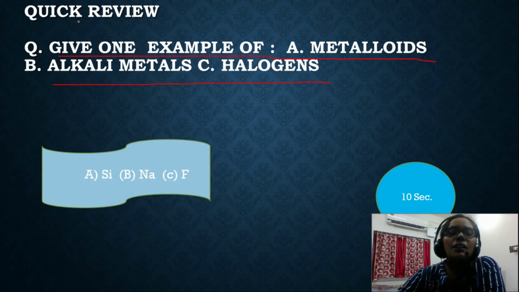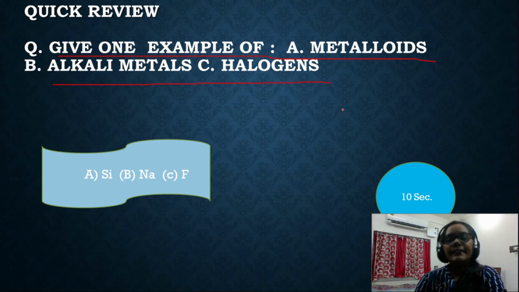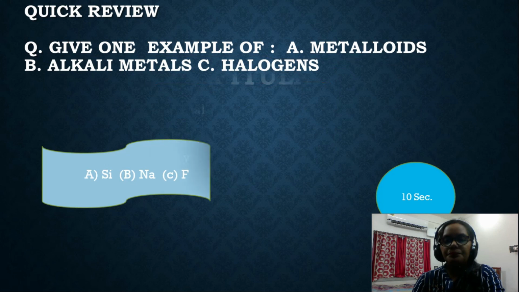The examples are: metalloids means some of the properties of metals are there, and some non-metallic properties also, and an example is silicon. Alkali metals, that is sodium. And the halogens, as you all know, are fluorine, chlorine, bromine, iodine. So fluorine is one example of halogens. This is a quick review.